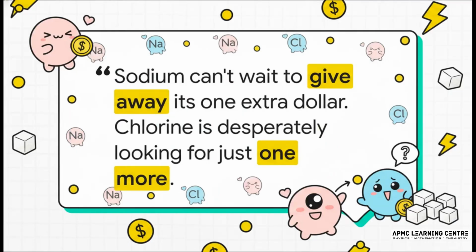You know, I absolutely love this analogy. It just makes perfect sense. Sodium is like a person who can't wait to give away their $1 extra. Chlorine is desperately looking for just one more. When they meet, the dollar is transferred instantly. It's so true, right? Sodium is just itching to get rid of that 1 extra electron, and chlorine is just one short of being perfectly happy. They're a match made in heaven. The electron jumps over, and bam, you've got sodium chloride, otherwise known as table salt.